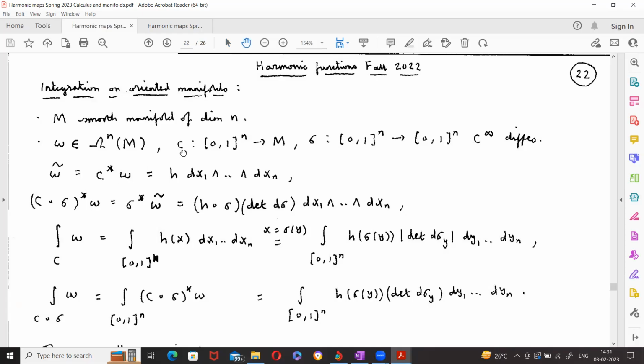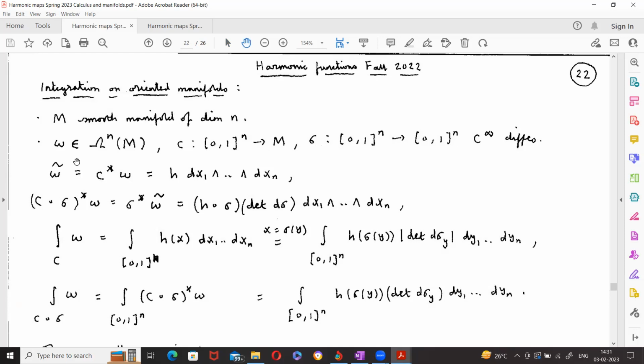So suppose C is an n-cube in M, a singular n-cube. And suppose I take a reparametrization of C. What I'm going to do is compose C with a diffeomorphism sigma from the n-cube to itself. Sigma you think of as a reparametrization. So it's a smooth diffeomorphism from the n-cube to itself.